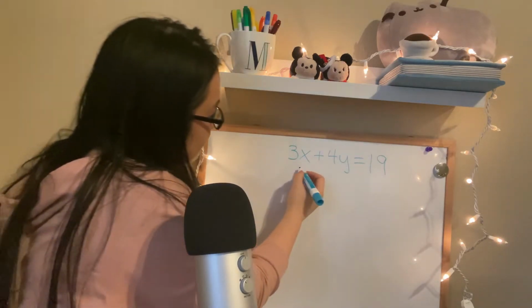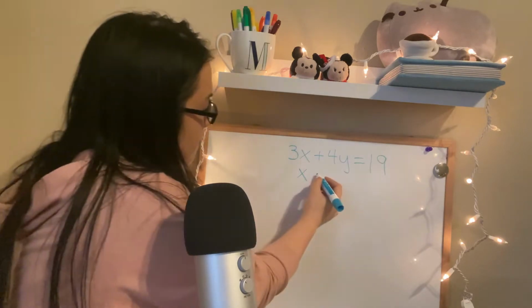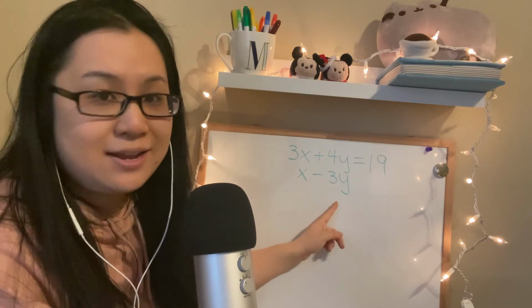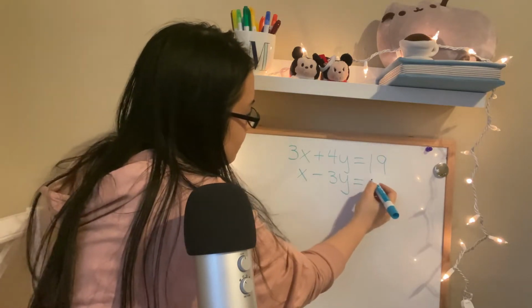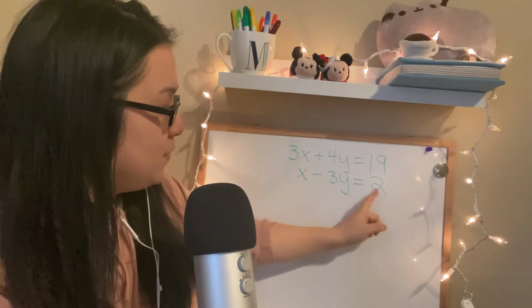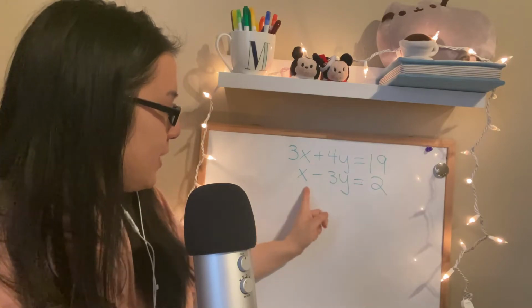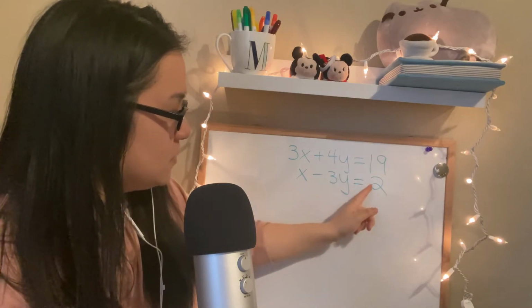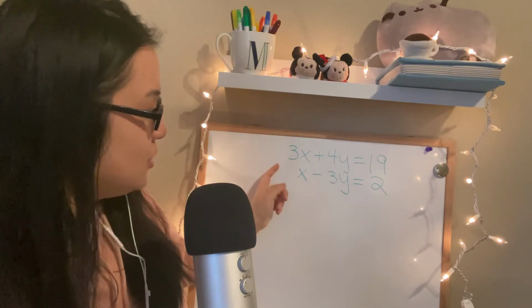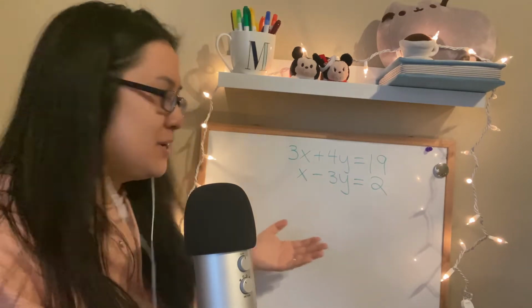And x minus 3y equals 2. So there's that equal sign again. So x minus 3y equals 2. So we now have two equations, and together we have a system of equations.